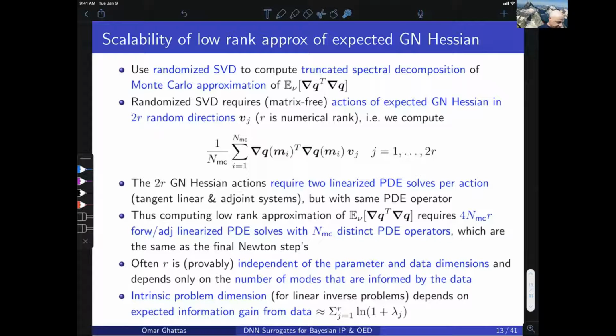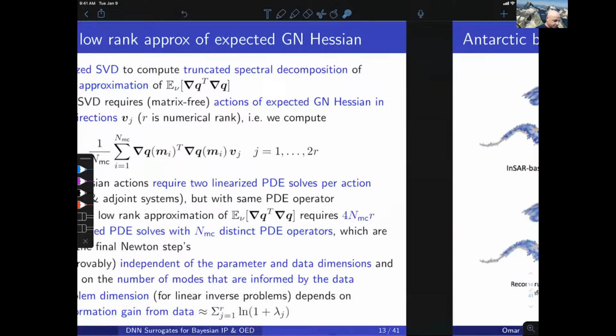Okay, so that's the basic idea, and in the end, we capture the important information. The expected information gain from the data can be written in terms of the log of 1 plus the eigenvalues. So when the eigenvalues are small relative to 1, then we can truncate there. And in particular, I'll give you an example.